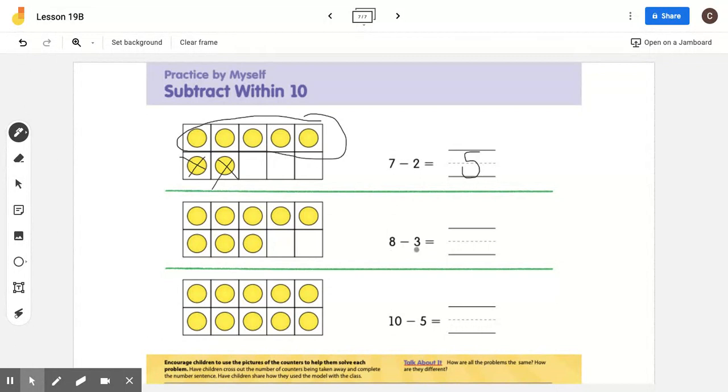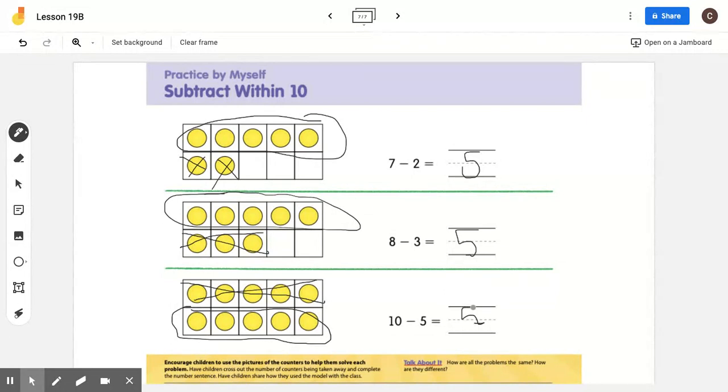8 minus 3. We're going to take away our 3 that are down here. And for quick efficiency, we see that 5 is left. Very good. All right, one more. We have 10, and we want to take away 5. Well, we know we can take away a whole row, because that whole row equals 5. And what's left is a whole row. So what's our answer? 5.